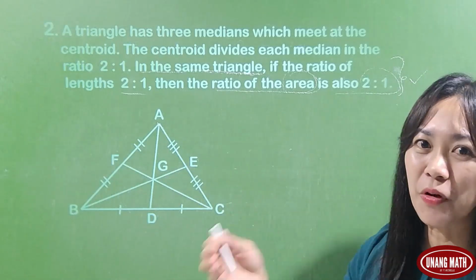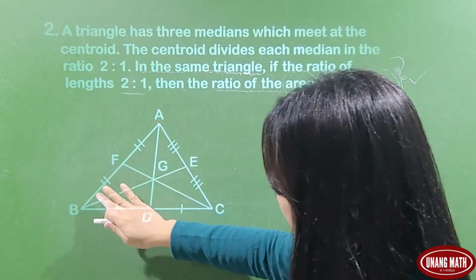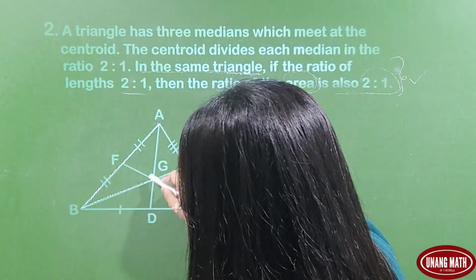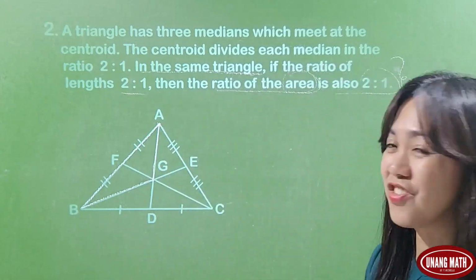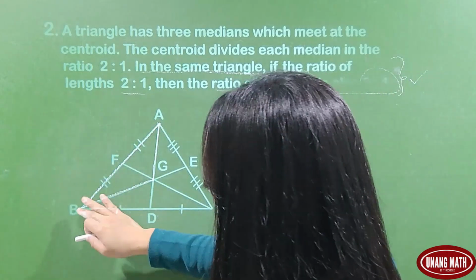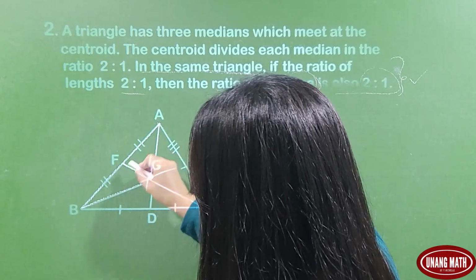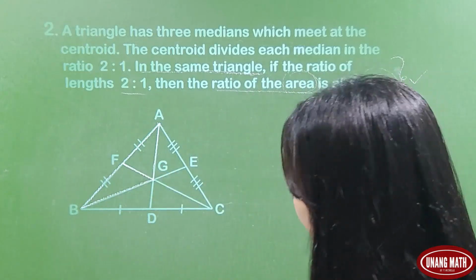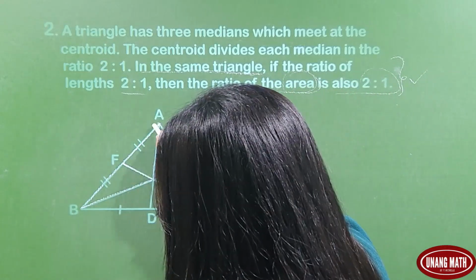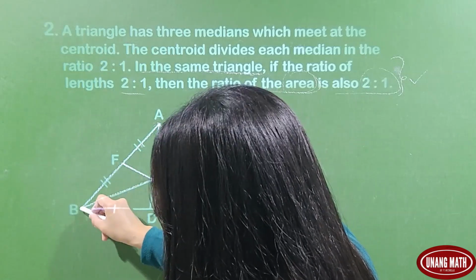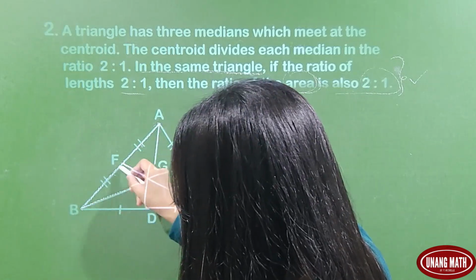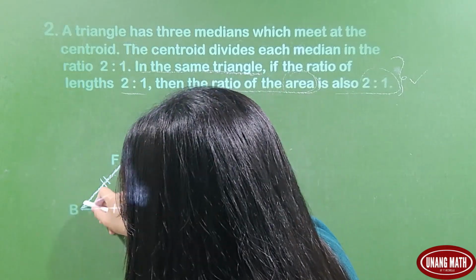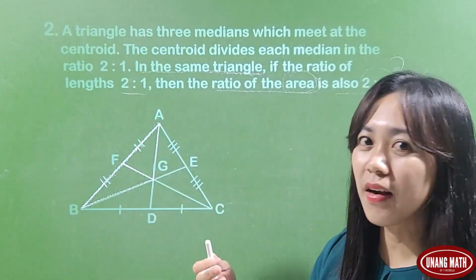Okay, why the same or equal areas? Let me explain this one. First, let's consider triangle ABG. Triangle ABG is divided into two triangles. We have triangle AFG and BFG. Since segment AF for triangle AFG is equal to segment BF for triangle BFG, then it means the bases of these two triangles are equal.